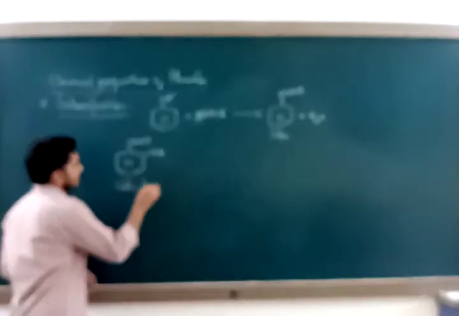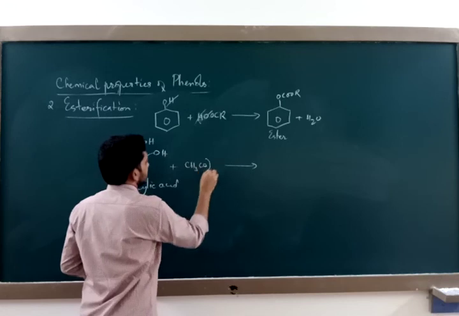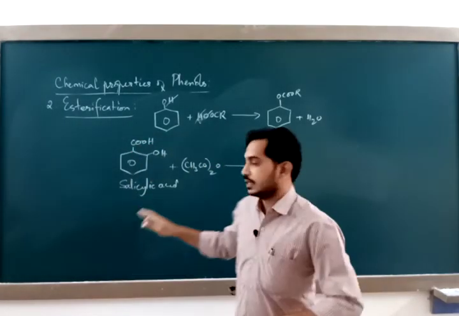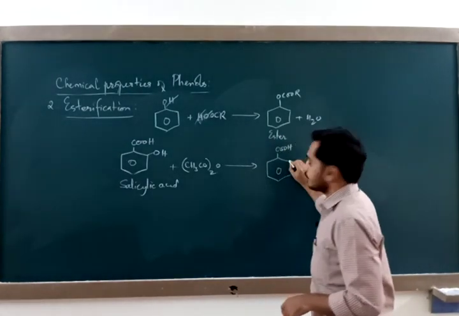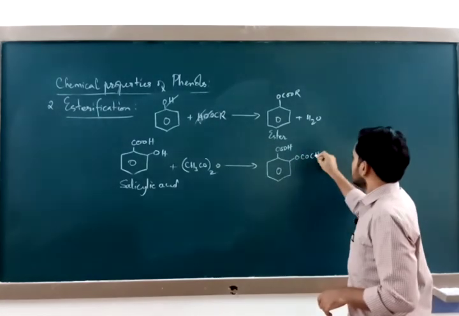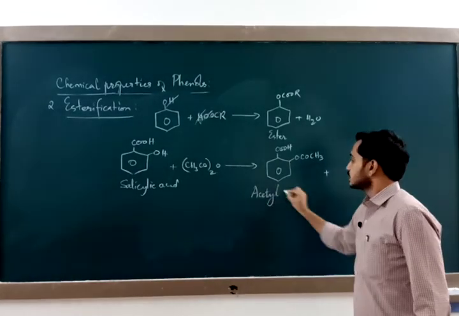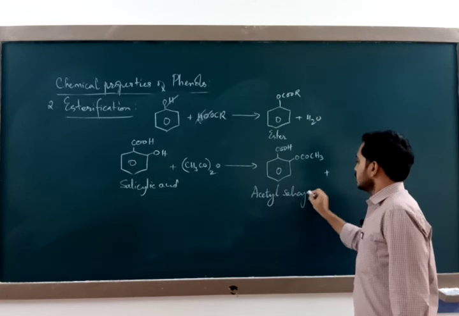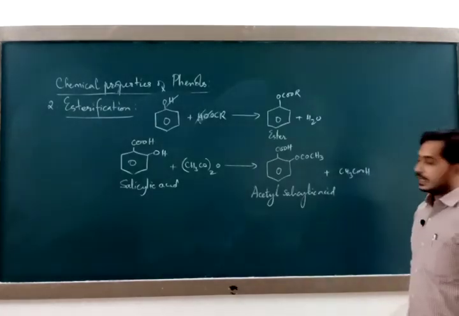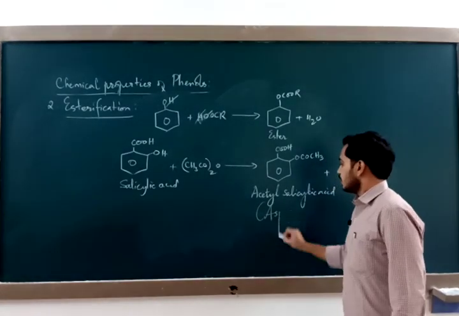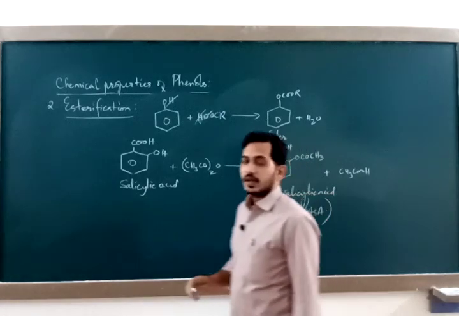If salicylic acid is acetylated by using acetic anhydride, then the carboxyl group remains unaffected, whereas the phenolic group becomes esterified. Therefore, this compound is called acetyl salicylic acid, along with formation of acetic acid. Acetyl salicylic acid is commonly called aspirin or ASA.